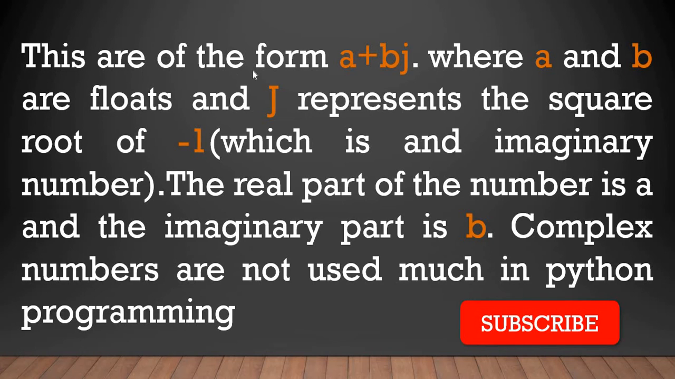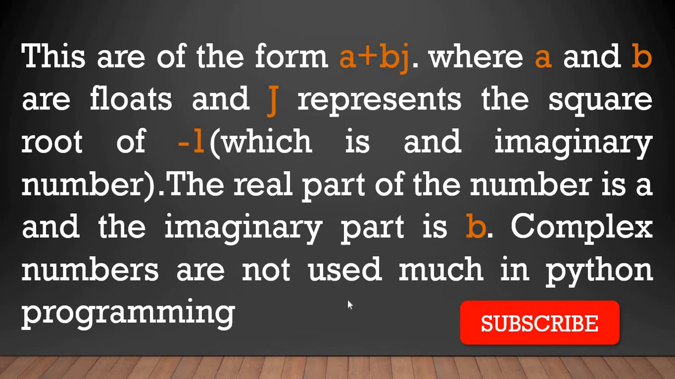Okay, so in chapter 2 we shall also look at the complex number. These are of the form a plus bj. Here a and b are floats, and j represents the square root of -1, which is an imaginary number. The real part of the number is a, and the imaginary part is b. In a complex number you write it as a plus bj, where a is the real part and b is the imaginary part, and j is the complex root, which is the square root of -1.